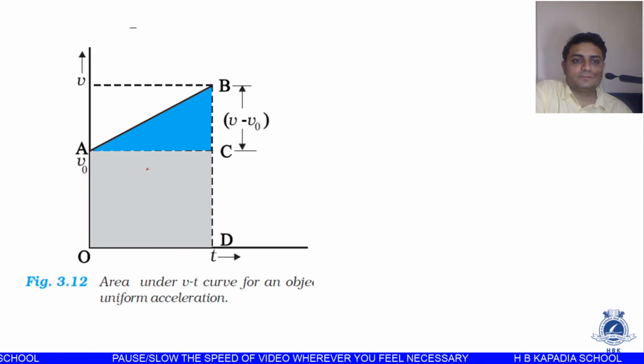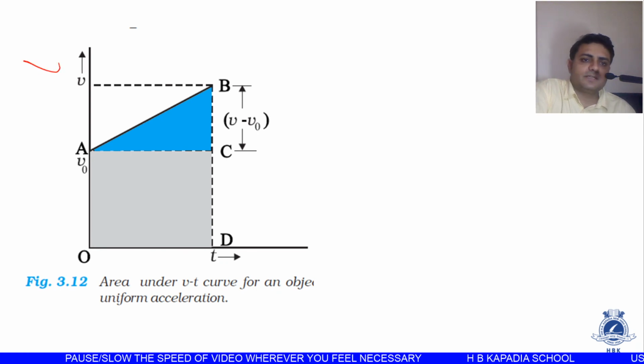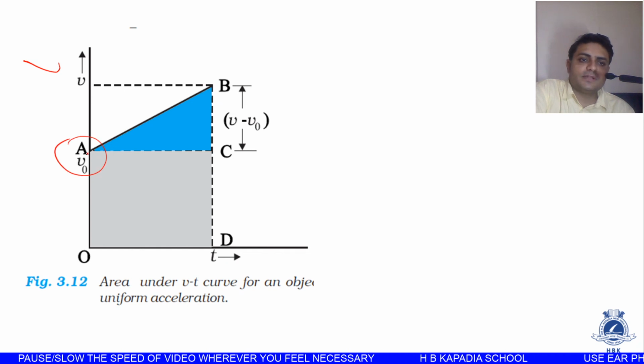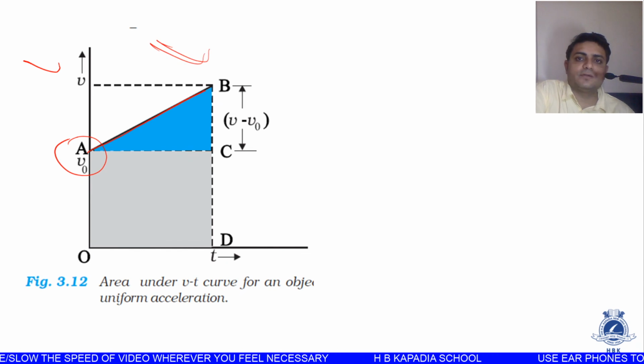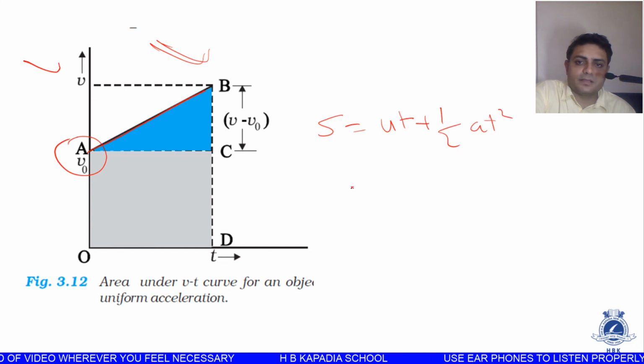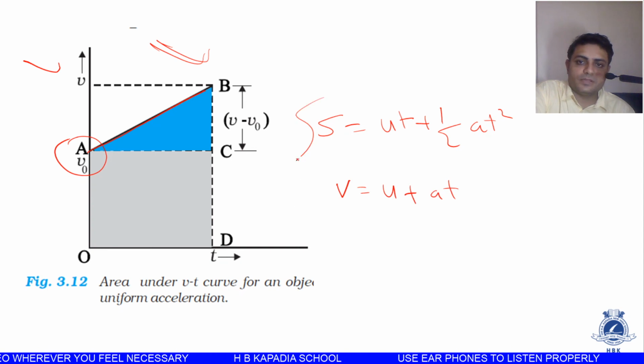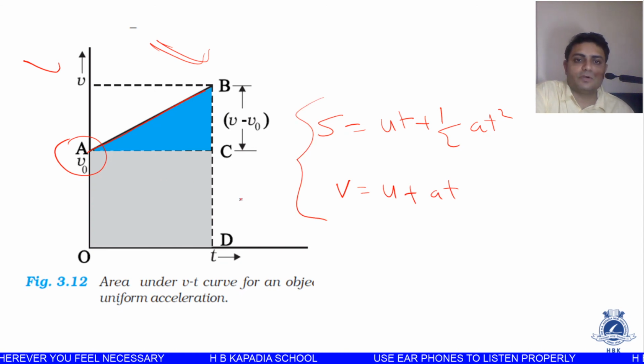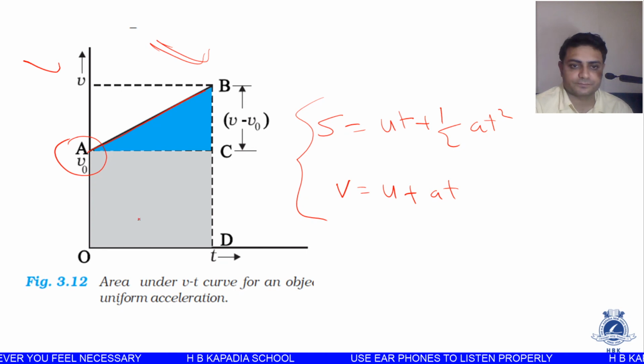Now let's see this graph. This is a graph of v versus t for an object. It's a special case when the initial velocity is v0 and the object is moving towards the positive direction. Actually, this graph is used to find out the equations of motion, like s is equal to ut plus half at square, or v is equal to u plus at. All these equations can be found out with the help of this graph.